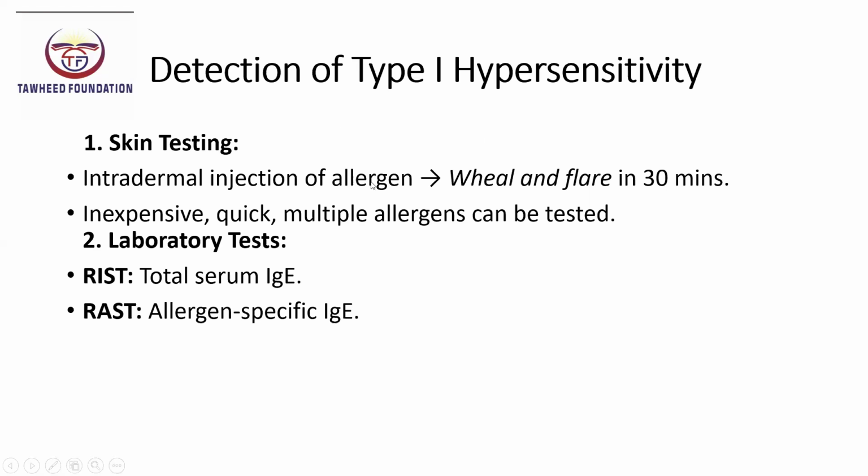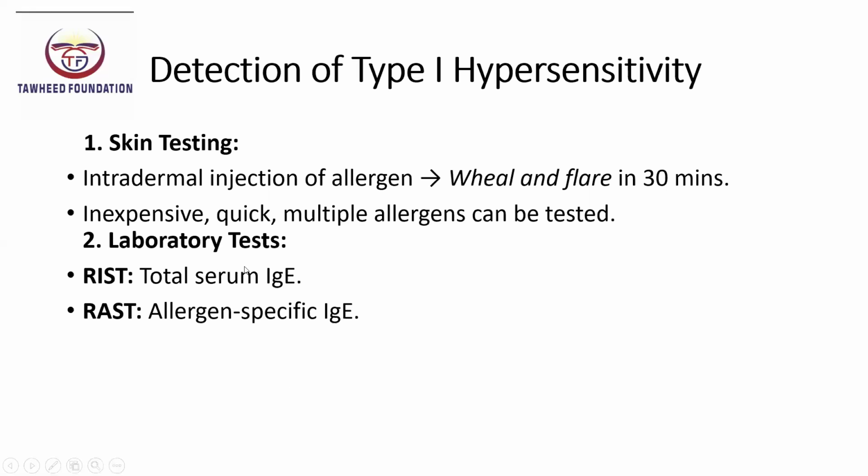Skin testing involves injecting a small amount of allergen intradermally in allergic individuals. Mast cells release histamine, producing a wheal and flare reaction within 30 minutes. It is inexpensive and allows testing for multiple allergens at once.